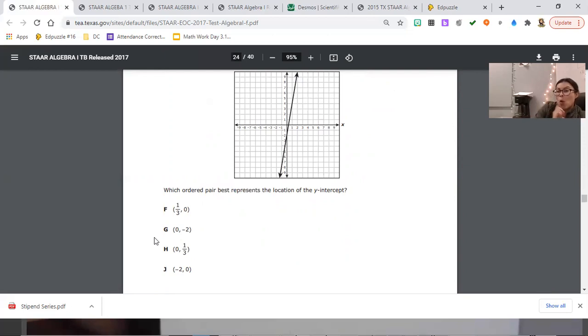Remember, for the y-intercept, it's the opposite. X is equal to 0, so it should be G. Good job if you got it right.